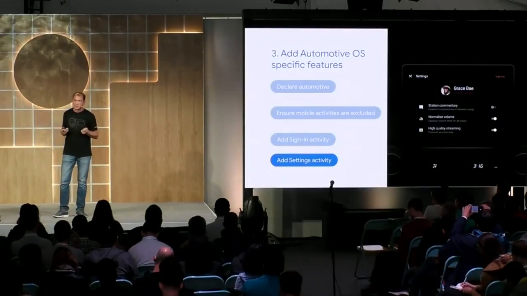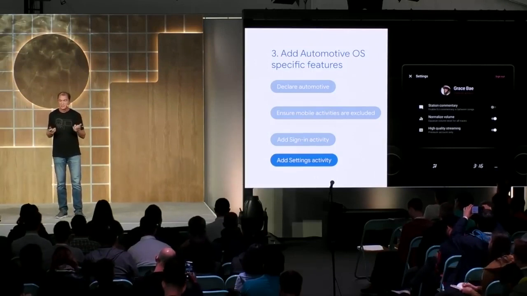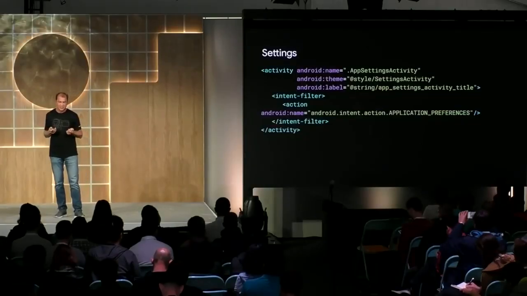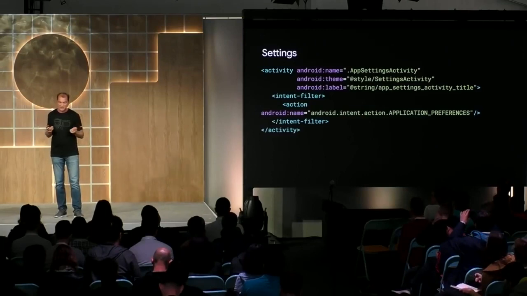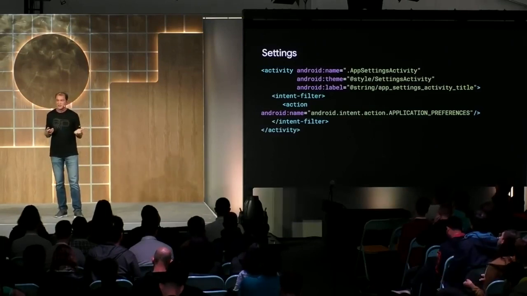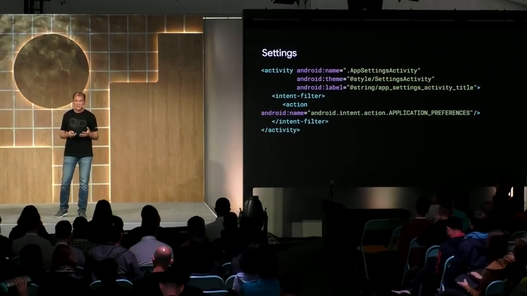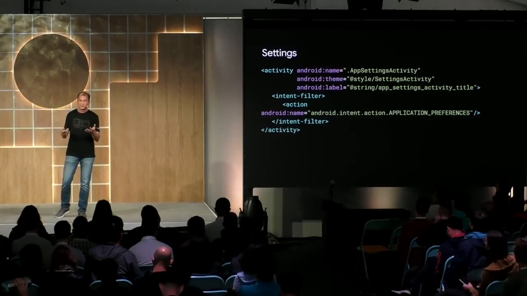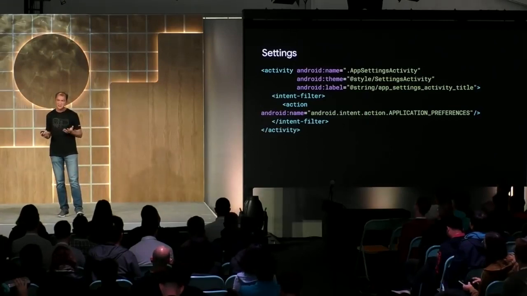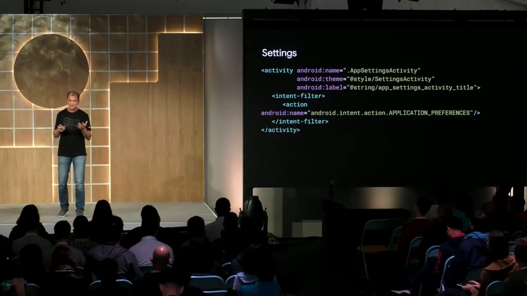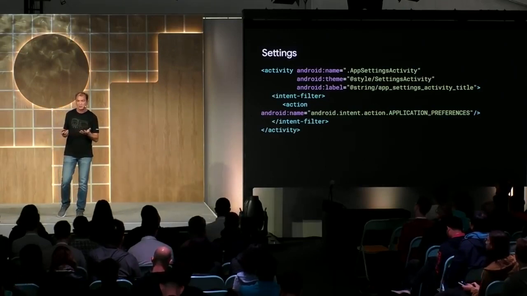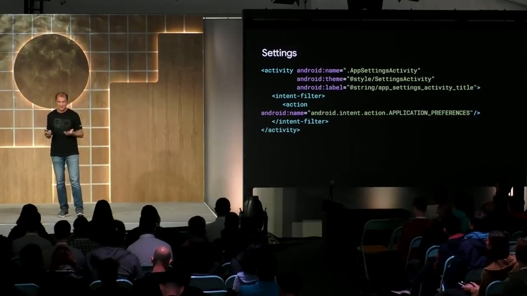Settings activity is optional. If you need to control playback, for example, maybe you need to download music and you need to set a playback quality, settings activity is optional. The way you declare it, it's pretty standard. You just say intent filter applications preferences, and this will be automatically recognized by the platform itself, and it will display an icon so user can go to settings. Sign-in and settings activity are not driver distraction optimized, so they will only be allowed when the car is parked.